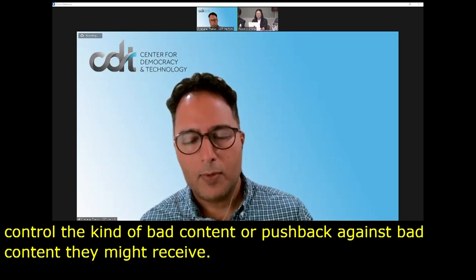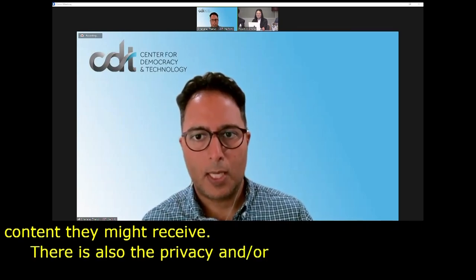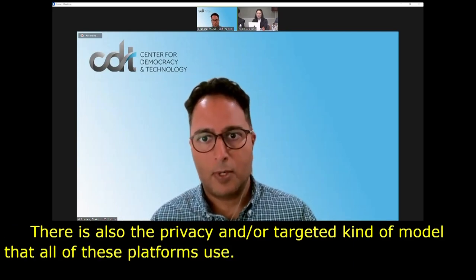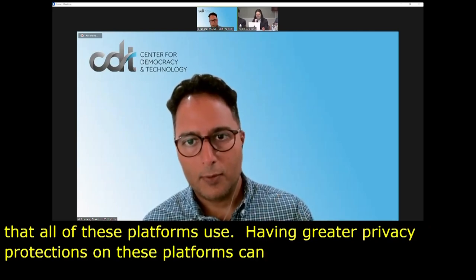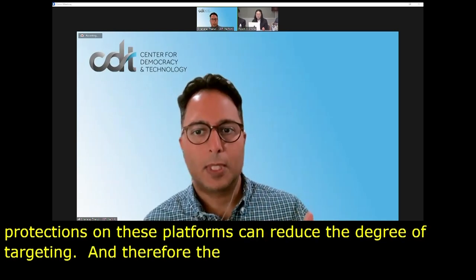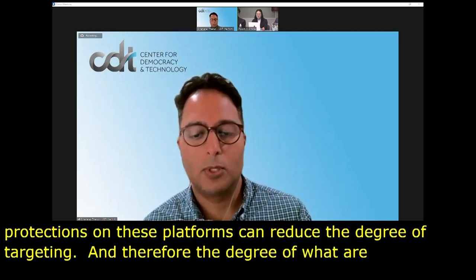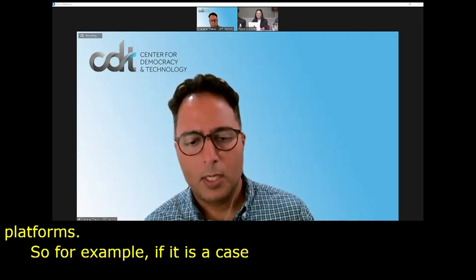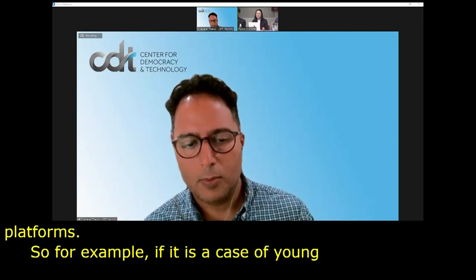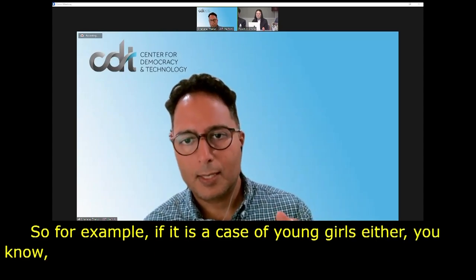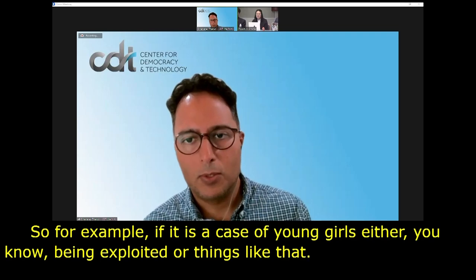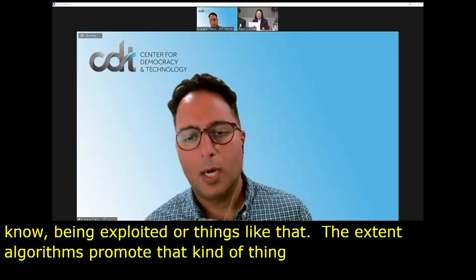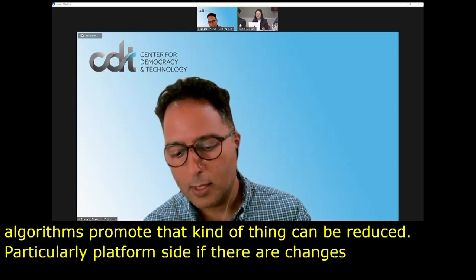There's also the privacy and targeted model that all these platforms use. Having greater privacy protections on these platforms can reduce the degree of targeting and therefore the degree of what I call algorithmic amplification that you'll observe on these platforms. So for example, if it is a case of young girls being exploited or things like that, the extent to which algorithms will promote that kind of thing can be reduced, particularly on the platform side, if there are changes to the design and to the incentives that they have in place.